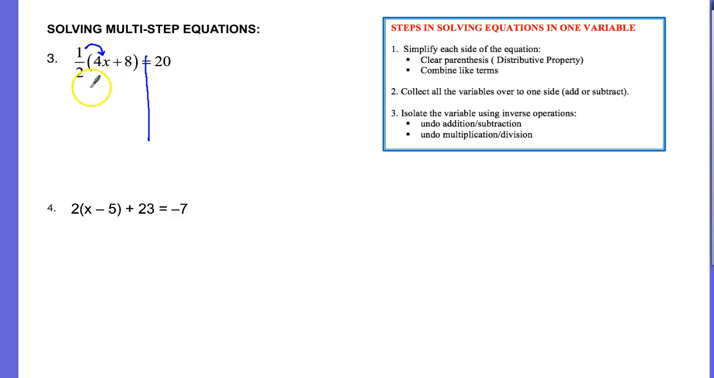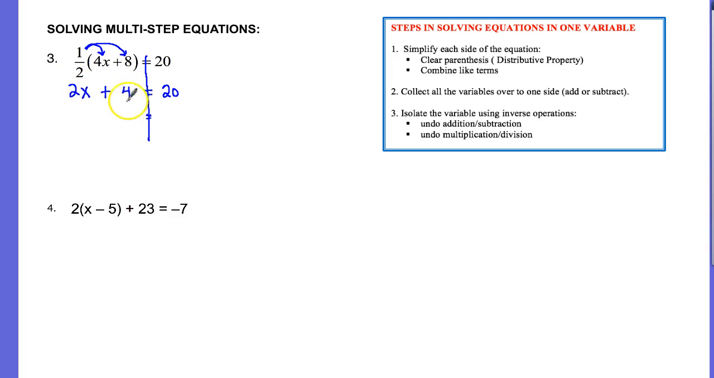So half of 4x is 2x. Half of 8 is 4. Then equals 20. This is already simplified. Do you have like terms? Nope. Do you have variables on both sides? Nope. So now you will just do inverse operation. You want x to be by itself. You have to cancel out 2 and 4.